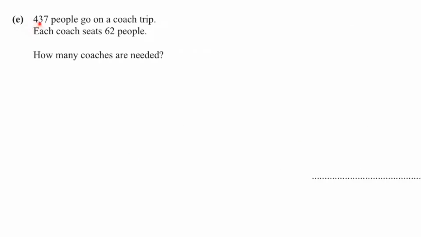Part E. 437 people go on a coach trip. Each coach seats 62 people. How many coaches are needed? We have to do division of 437 by 62, and you will get 7.04 something. So these are the number of coaches. We have a decimal here. It means that there are 8 coaches that are needed.